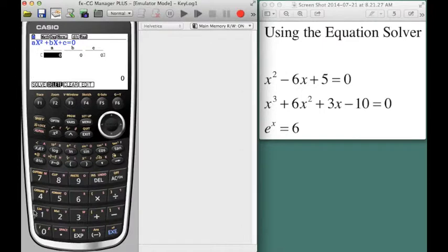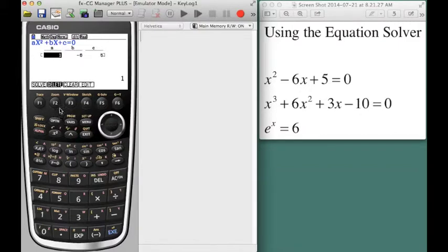So it asks us how many x squareds have I got? 1. How many x's? Minus 6. How many left on their own? 5. And it equals 0. You must have it equal to 0 or else this won't work. And we're just going to F1, we're going to solve. So there are my answers, 5 and 1. Very straightforward.